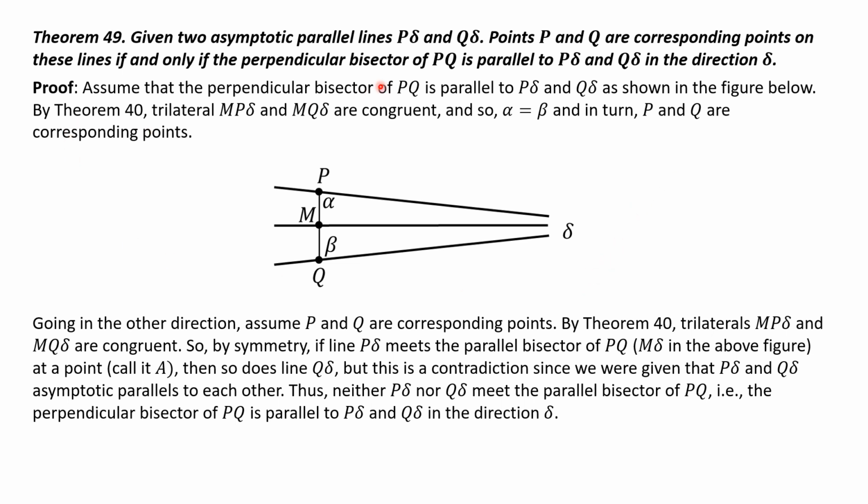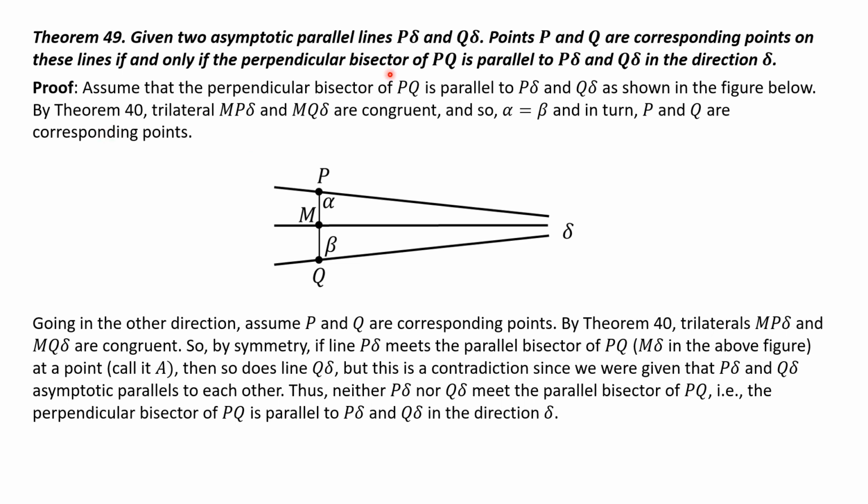So let's prove it in the reverse direction first. Assume the perpendicular bisector of PQ, this line here, is parallel to P delta and Q delta as shown in the figure. By theorem 40, we have the trilaterals MP delta and MQ delta are congruent because we have MP equals MQ, and then we have a right angle here and a right angle here that are equal. And so given congruence, we have that alpha equals beta, and then by definition, P and Q are corresponding points.